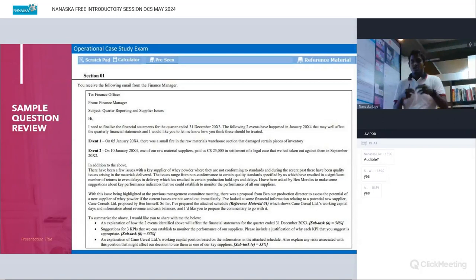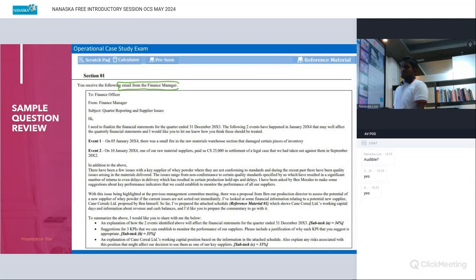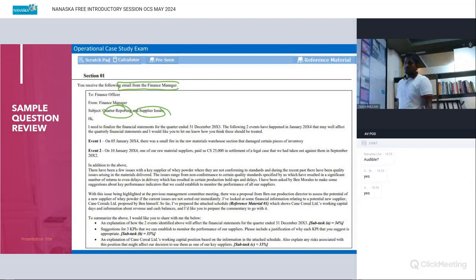Here you see that you get an email from the finance manager. So what is it about? It's about quarter reporting and supply issues. So we have two issues to address. I'm finalizing the financial statements. Two events happen, event one, event two, and the question is given here. He's asking for your input on this.